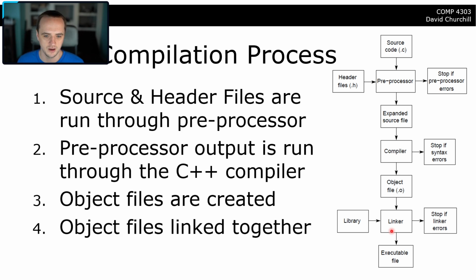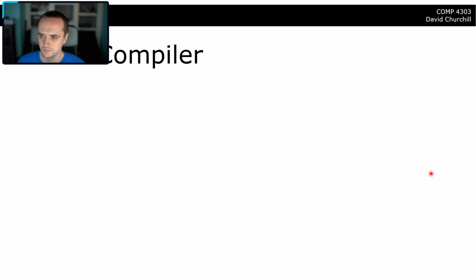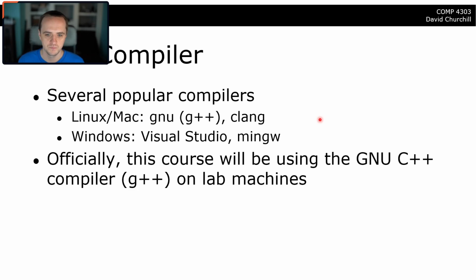All right, that's what I just said, and now there are slides for it. There are several popular compilers. So for Linux and Mac, there's the GNU C++ compiler, there's Clang. For Windows, there's Visual Studio and MinGW. Officially, in this course, we're going to be using the GNU C++ compiler.